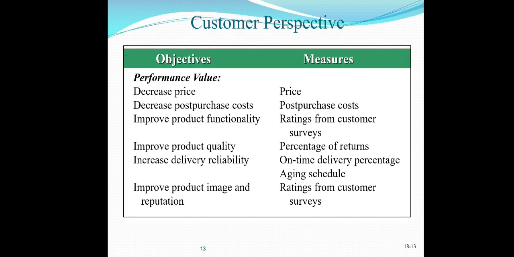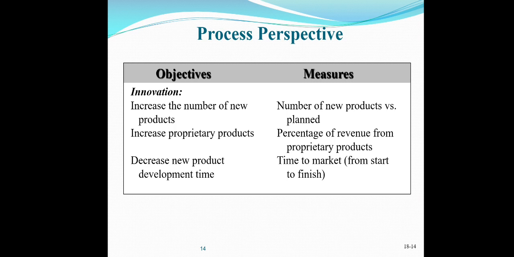So performance value here, you can see the customer perspective. There are things like improve product image and reputation, improve product quality, increase delivery reliability, etc. So the process perspective, as far as I know, is related to productivity, speed of the production process, etc.